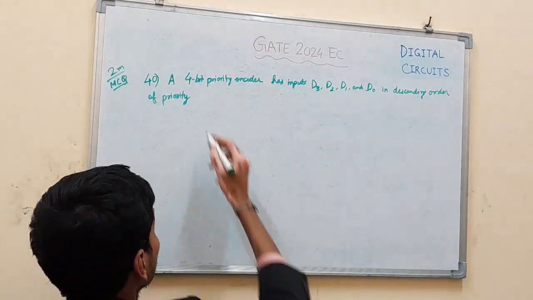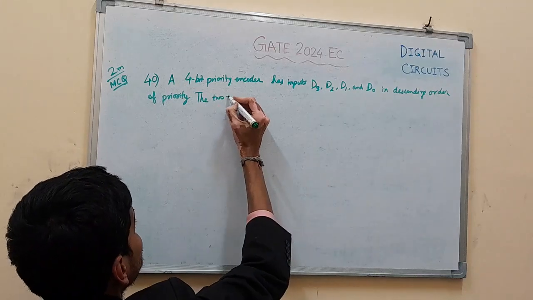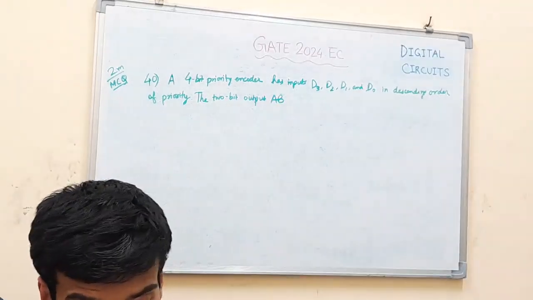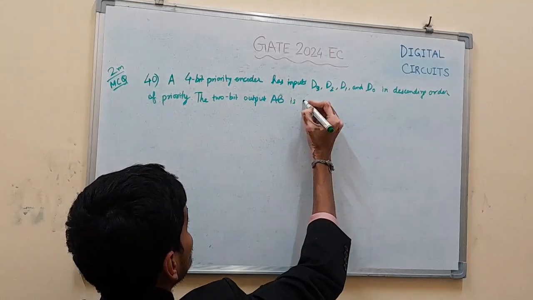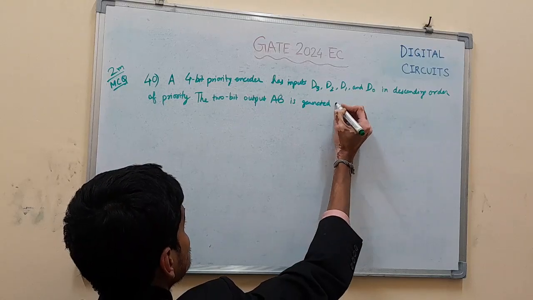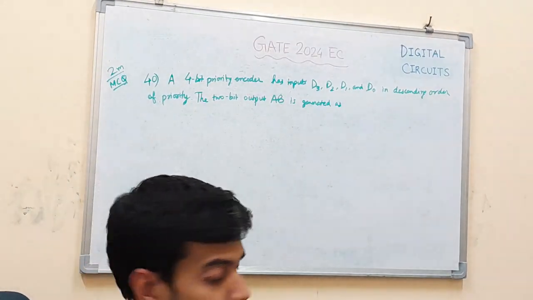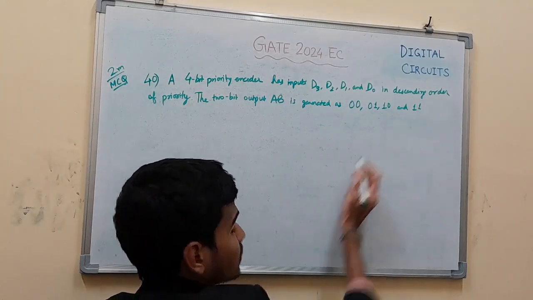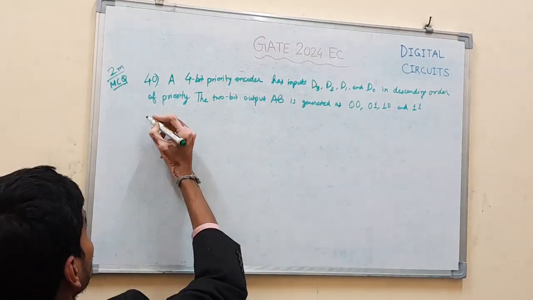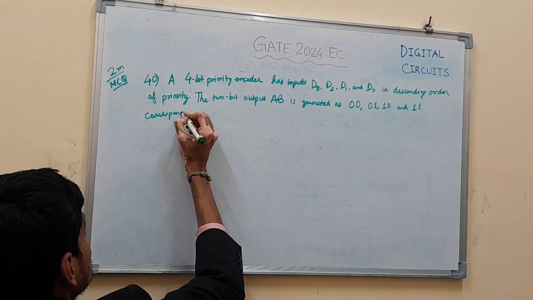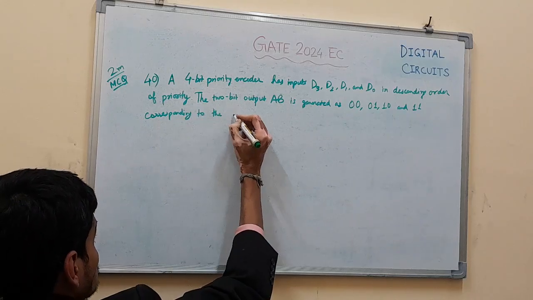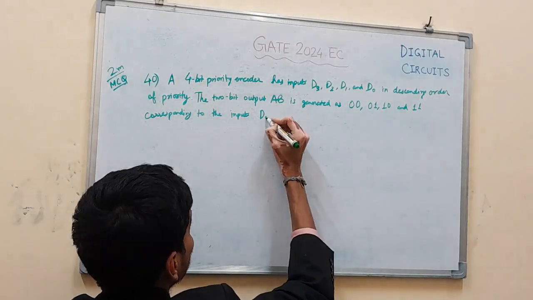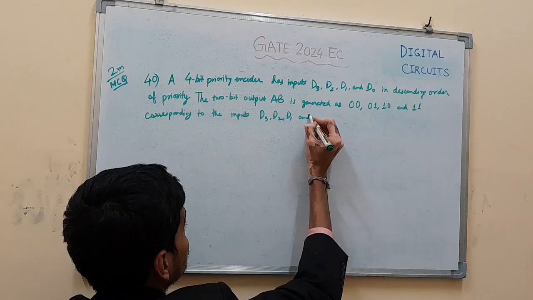The 2-bit output AB is generated as 00, 01, 10 and 11 respectively, corresponding to the inputs D3, D2, D1 and D0 respectively.